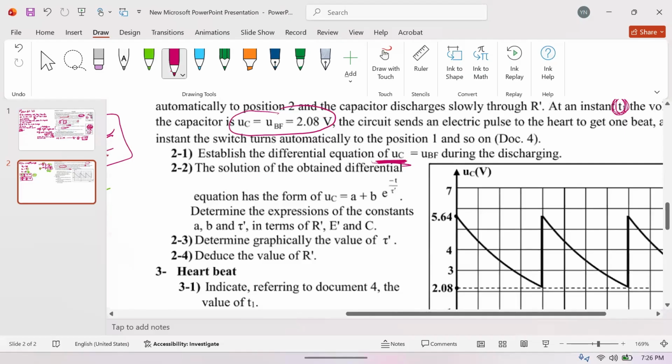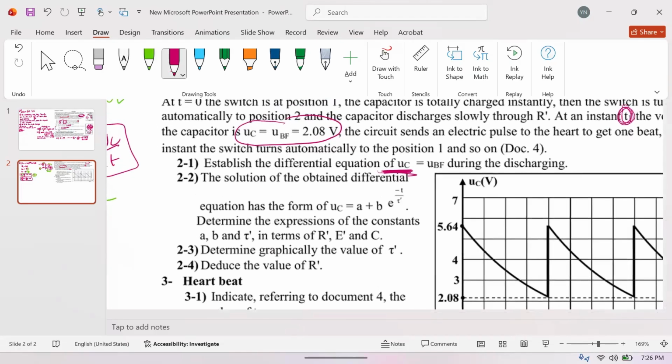Okay, now, the solution is UC equals A plus B e to the minus t over tau prime. This question is also super easy.